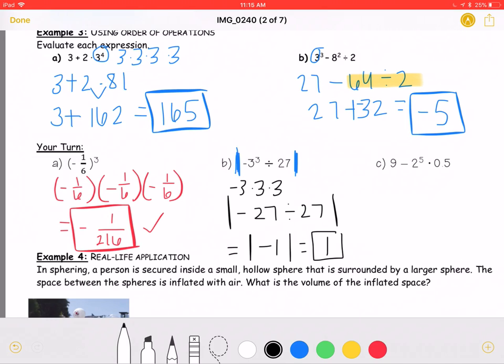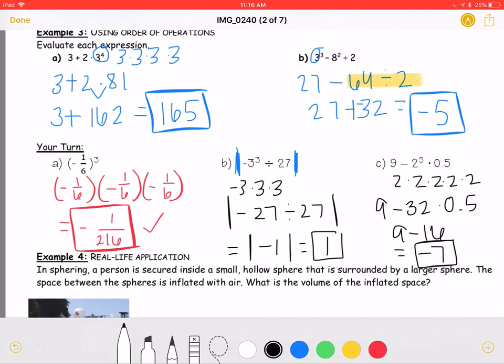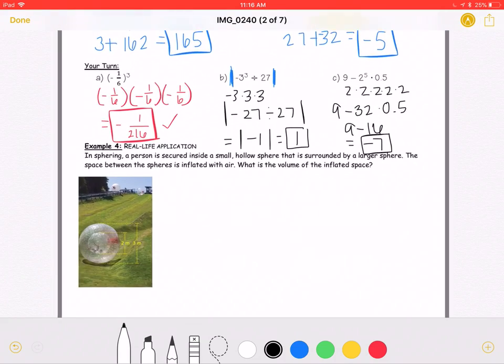Our last example, C here, I'm going to do my power. So I'm multiplying 2 together 5 times. So if you need to write it out, write it out. Plug it into your calculator if you need to. When you do 2 times 2 times 2 times 2 times 2, you should have gotten 32. Next, I would do my multiplication before I can do any subtraction. So half of 32 is 16. 9 minus 16 gives us a negative 7. If you needed to, you could put that right in your calculator. We have calculators now. 9 minus 16 should give you a negative 7.